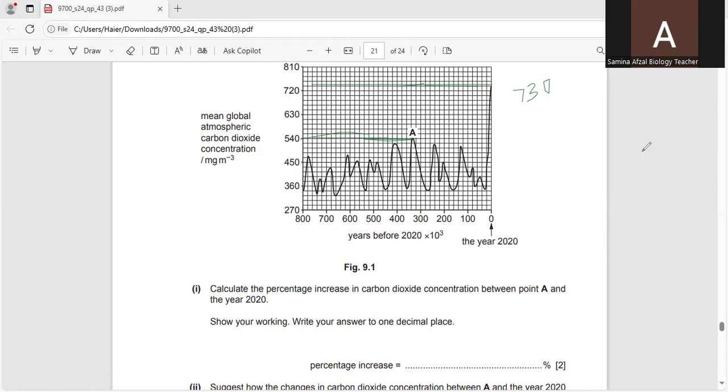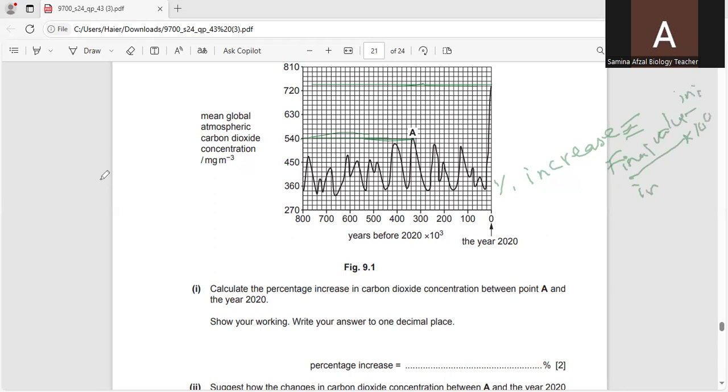So the percentage increase formula is: percentage increase is equal to the final value minus initial value, divided by initial value, multiplied by 100.